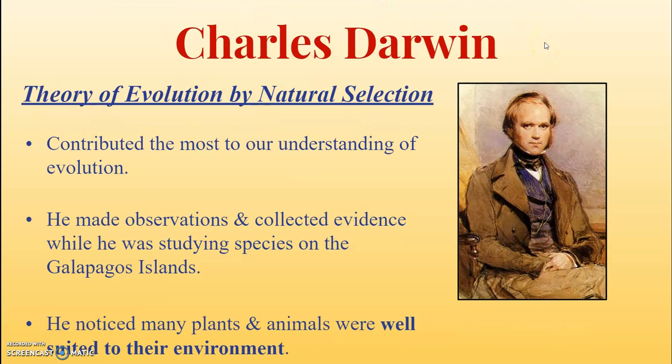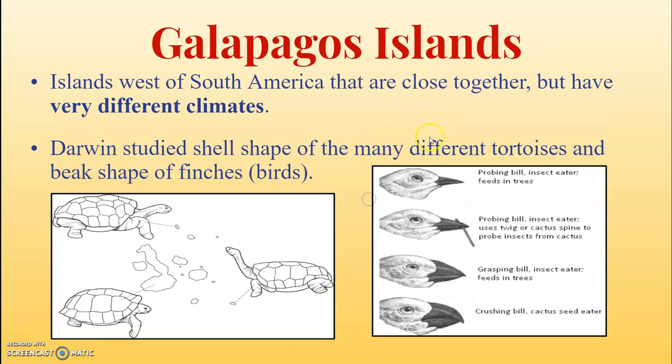Now, here is the second theory of evolution by Charles Darwin. And he has a theory of evolution by natural selection. This is the scientist that contributed most to our understanding of evolution. You probably have heard his name. He's very popular. He made observations and collected evidence while he was studying species on the Galapagos Islands, and he noticed that many plants and animals were well suited for their environment.